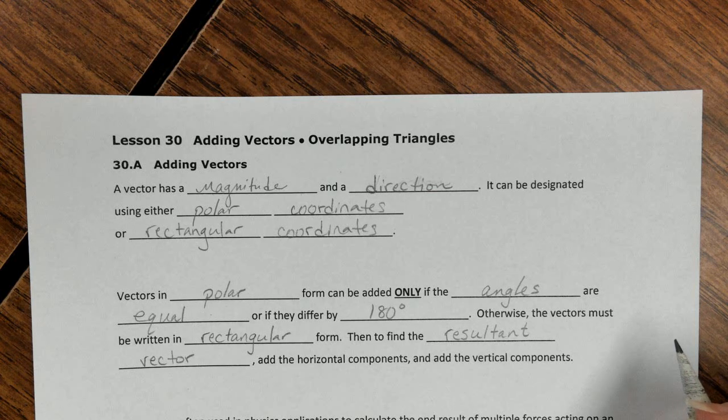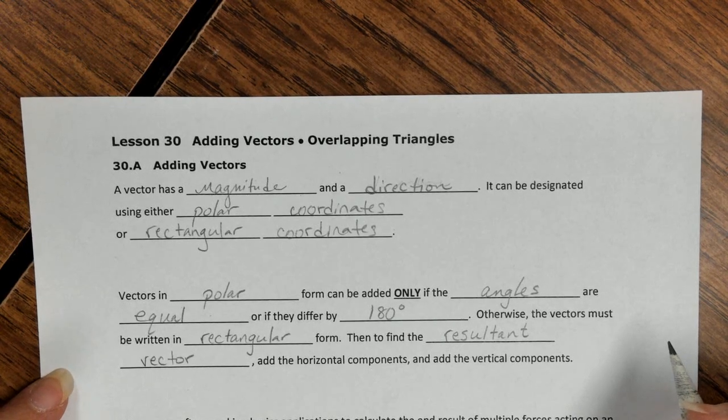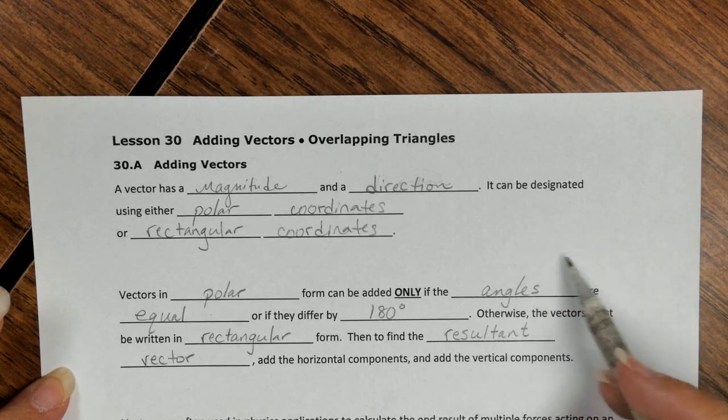Advanced Math Lesson 30. Part A is about adding vectors. Okay, so I have your blanks filled in. You can copy this as I sort of talk about it. There are a couple other things we'll add right here.